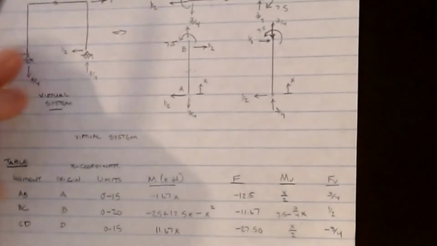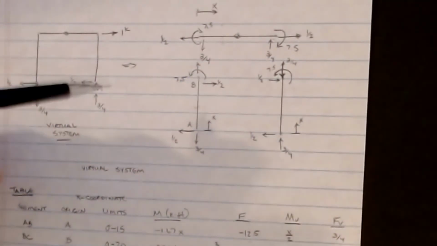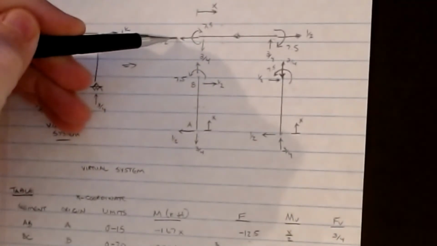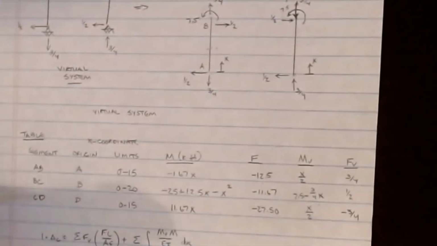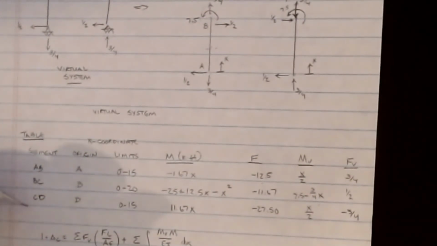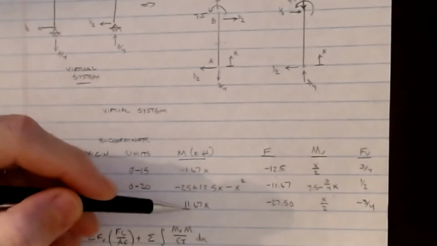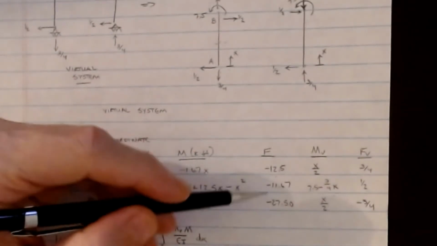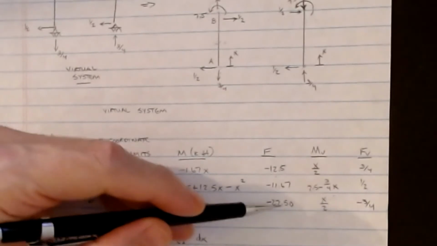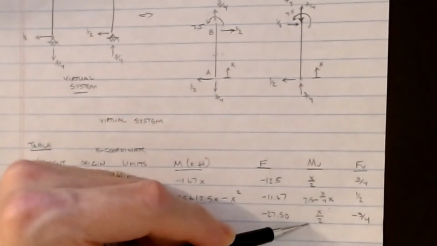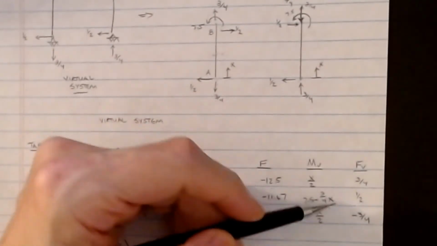Okay, the FV value then is 1/2. And again, if we look at our directions, it's pulling here is 1/2 and it's pulling there is 1/2. That's why it's tension, that's why it's positive. So the hardest part is just getting the signs on these axial loads figured out. And then CD, we can do the exact same thing. 0 to 15, the moment is 11.67x. My axial load is minus 27.5 on the real, and then my virtual moment is x over 2, and then my virtual axial force is minus 3/4.